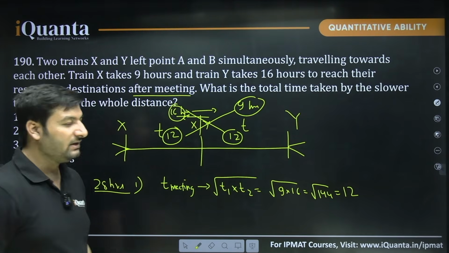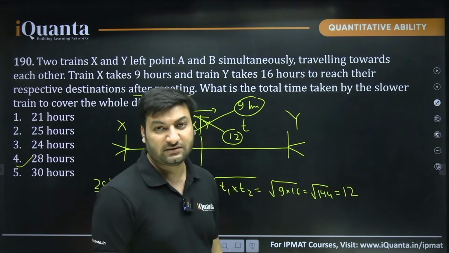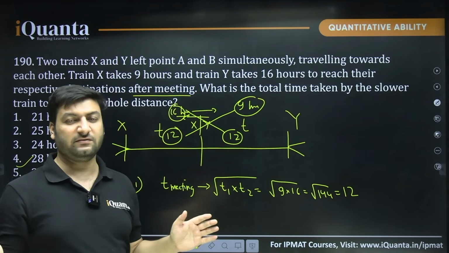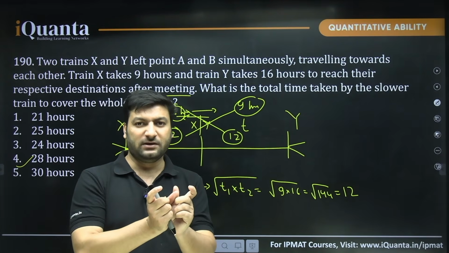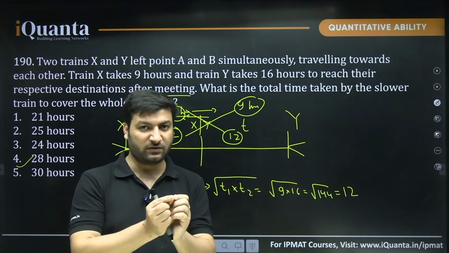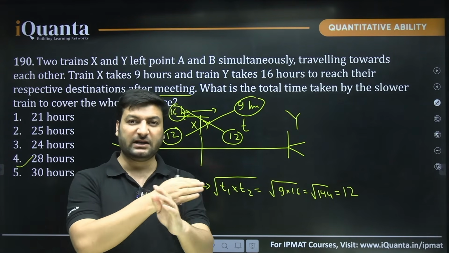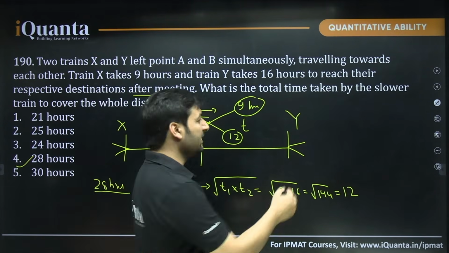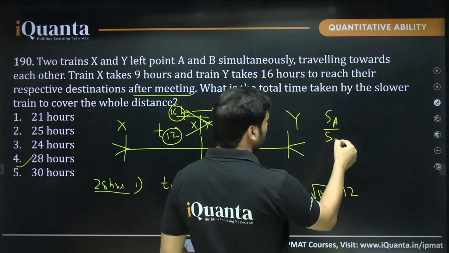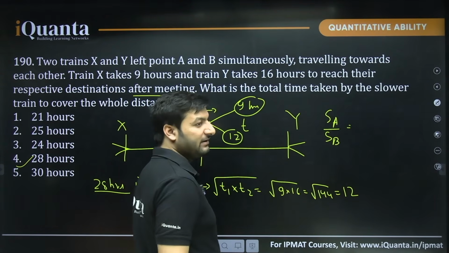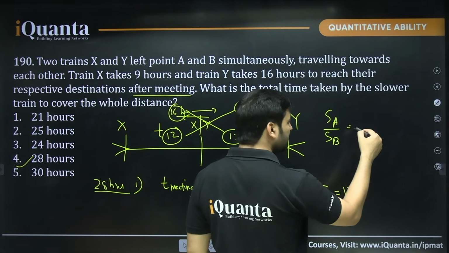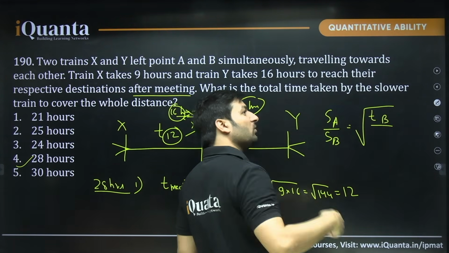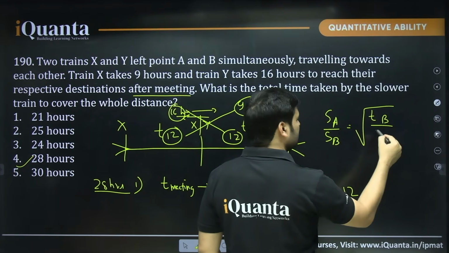One more concept. If they ask you the ratio of speeds of such trains, again remember the case. There are two bodies starting from their respective origins, meeting at a point. So till meeting they take an equal amount of time. After meeting, if their respective times to reach their destinations are given, then the ratio of their speeds is always the root of the time taken by B to cover the rest of the distance and the time taken by A.